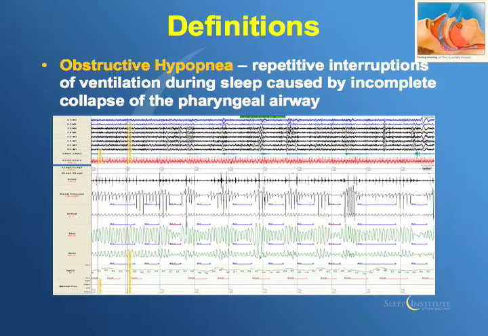Obstructive hypopnea, similarly, involves repetitive interruptions in ventilation caused by incomplete collapse of the pharyngeal airway. Very similarly, you see breaths trailing off here, and here, and associated drops in oxygen level.